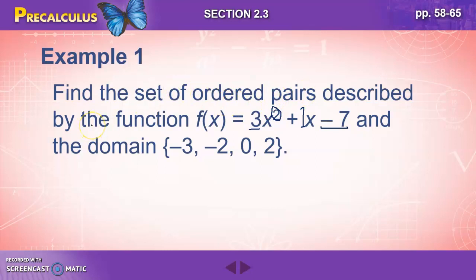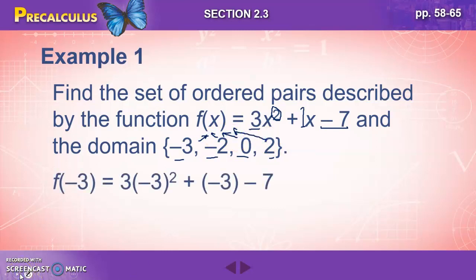Our example says to find the set of ordered pairs described by the function f of x equals 3x squared plus 1x minus 7 in the domain -3, -2, 0, and 2. Essentially, remember, these are our x values. What we're going to do is plug each of those into our f of x, our function here. Think of it like a little machine. Plug them into the function and figure out what the output is.